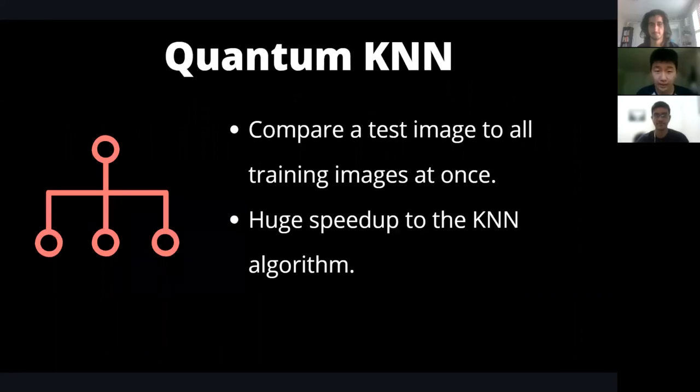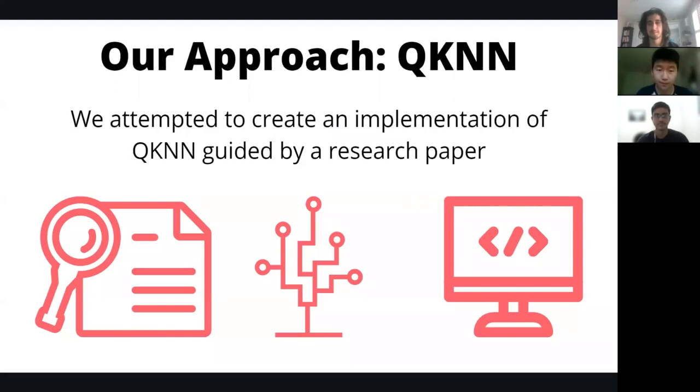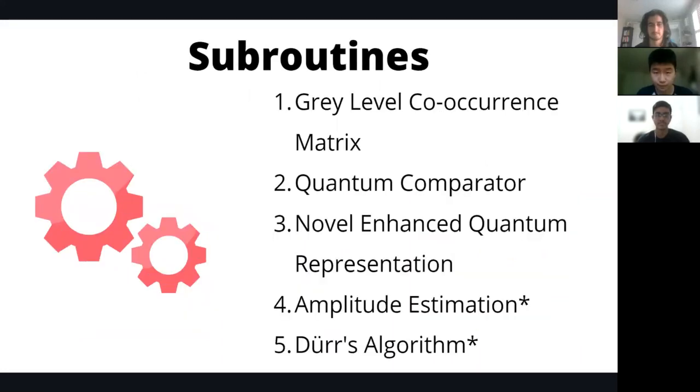We can compare the test image to all of the training images at the same time by, again, using quantum superposition. Using a research paper as a guide, we created some of the required subroutines and code for the QKNN. Here are some of the subroutines required for this algorithm. We implemented 3 of the 5 listed subroutines.